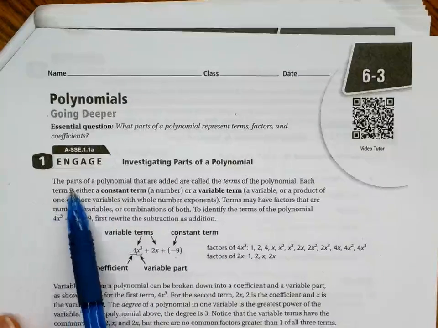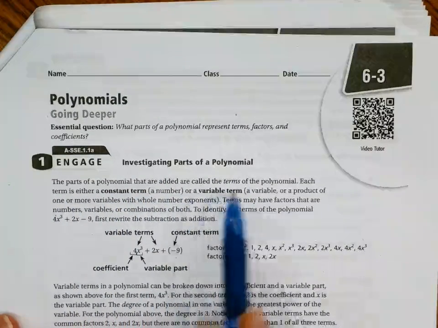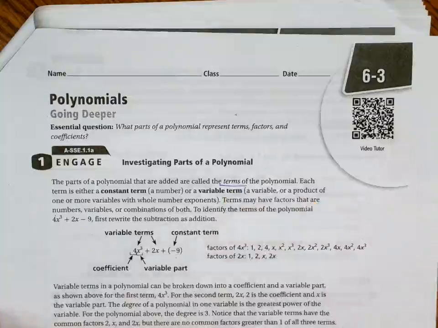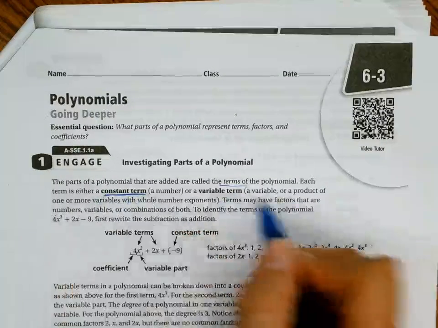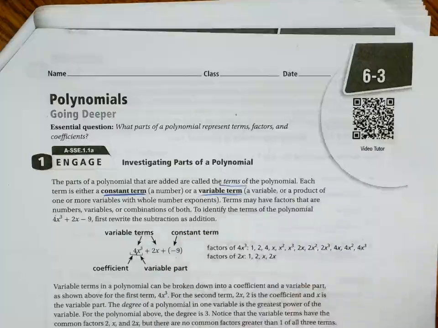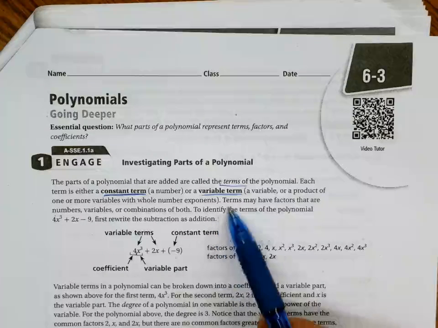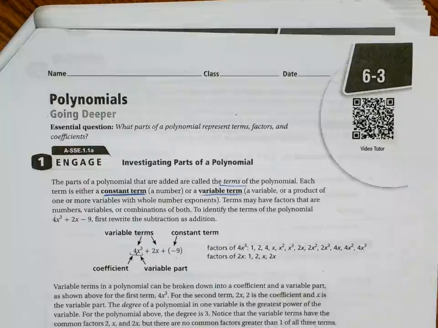The parts of a polynomial that are added are called the terms of the polynomial. Each term is either a constant term, which is just a number, or a variable term. A variable term is the product of one or more variables with whole number exponents. Terms may have factors that are numbers, variables, or combinations of both. So numbers are obviously like 1, 2, 3, 4, right? Numbers. Variables are your letters or combinations of numbers and letters.